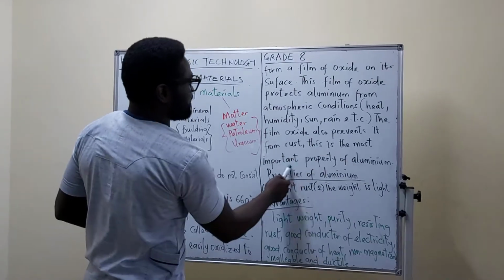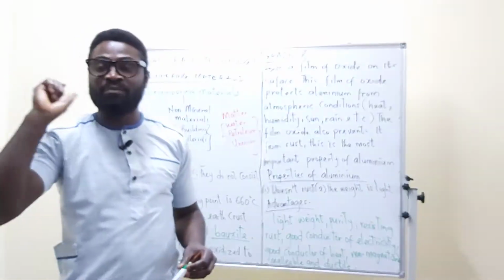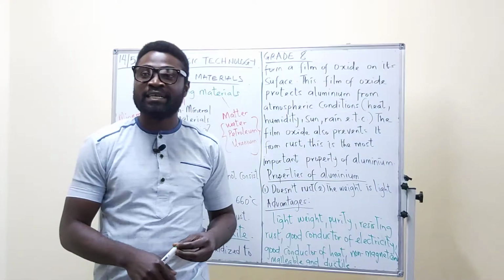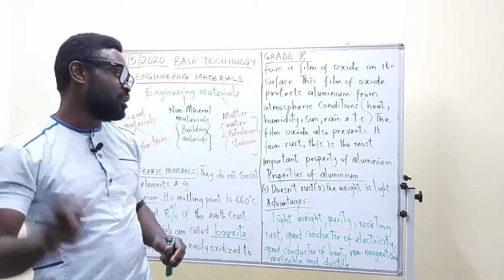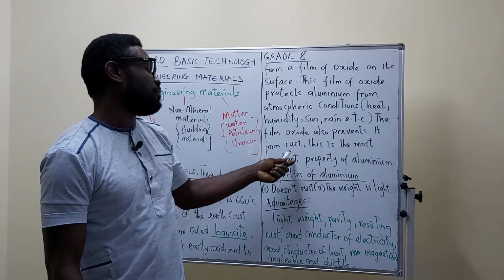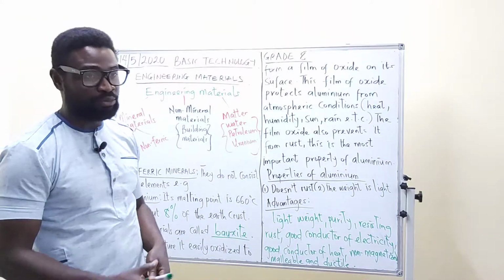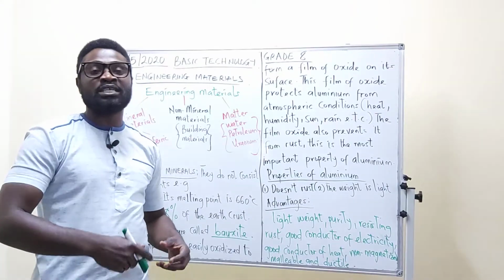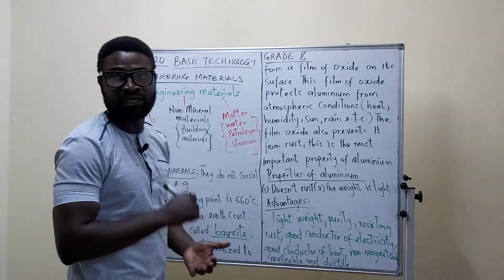This is the most important property of aluminium. I want you to put that at the back of your mind. Make sure you don't forget, because you can be asked this question in your exam. What is the most important property of aluminium? It's able to protect itself from corrosion or from rust, due to the fact that under room temperature it oxidizes to produce a film of oxide which protects it from corrosion and rust.